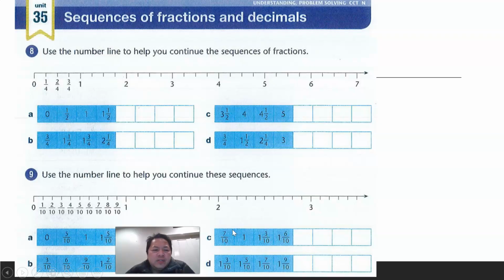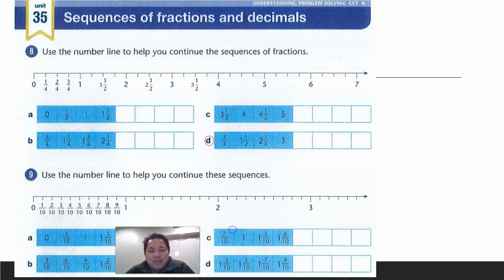Moving on, patterns. We're supposed to find patterns, and the good thing is you're given the number line to guide you. Let's use A as an example. 0 to half, which is 2 quarters. Then jump again, you get 1. You jump again, you get 1.5. Jump again, you get 2. Jump again, you get 2.5. Jump again, you get 3. Jump again, you get 3.5. That's easy.